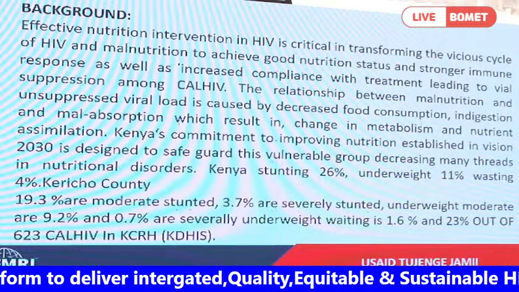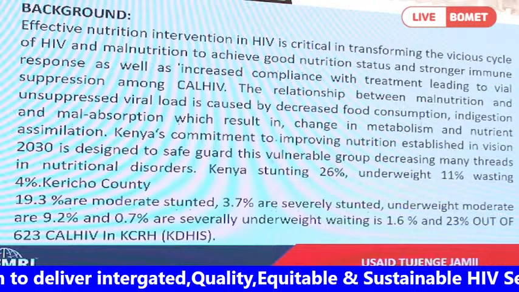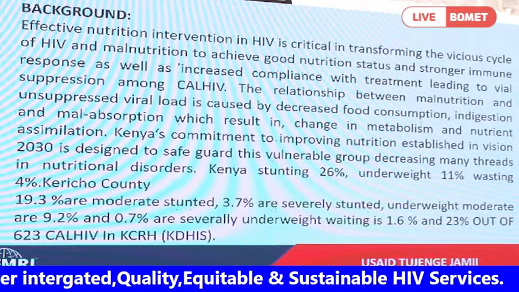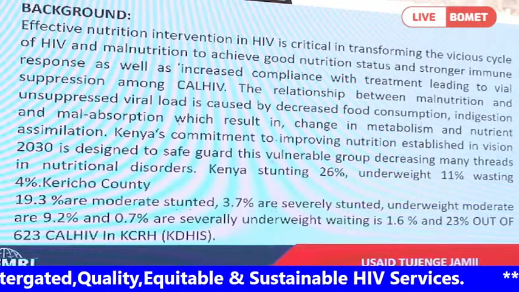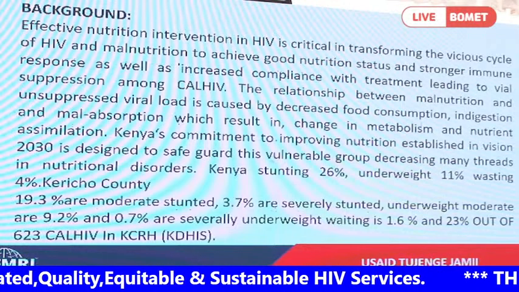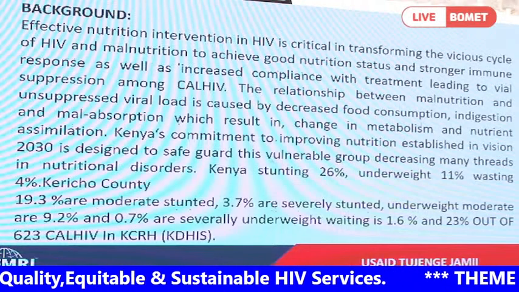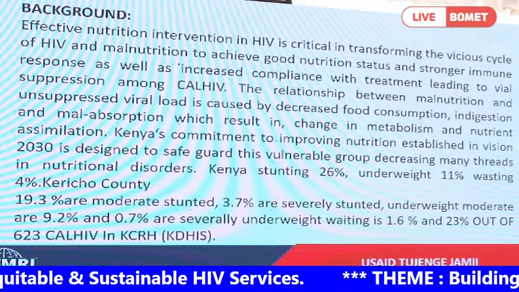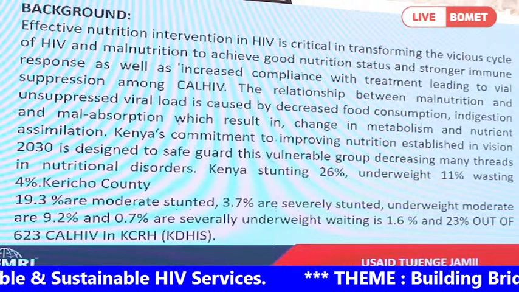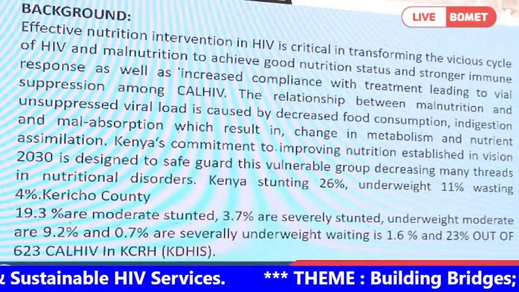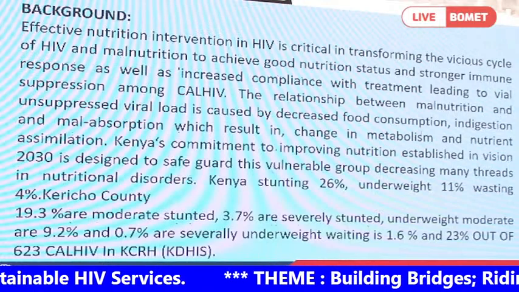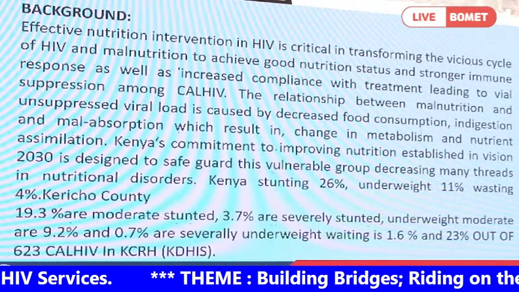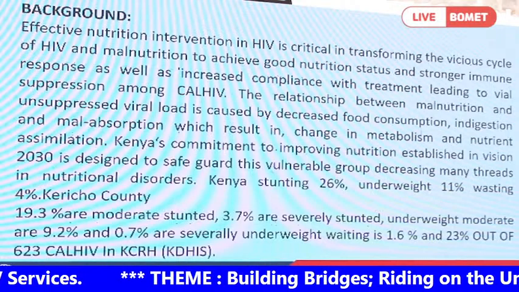Kenya's commitment to improving nutrition established in Vision 2030 is designed to safeguard this vulnerable group, decreasing many threats in nutrition disorders. Kenya's stunting is 26%, underweight is 11%, wasting is 4%. That is in Kericho County. There is 19.3 are moderate stunted, 3.7 are severe stunted, underweight, moderate are 9.2, and 0.7 are severely underweight. Wasting are severely, and then underweight wasting is 1.6%, and 20 out of 226 Cal HIV that we have in Kericho Referral Hospital.